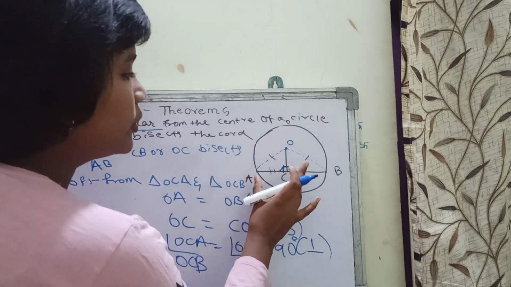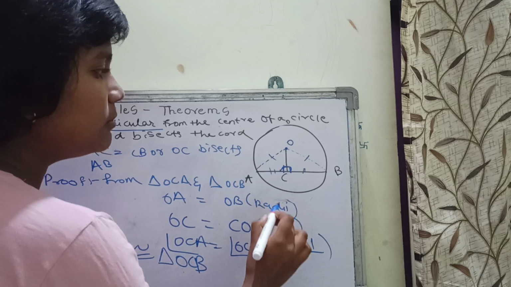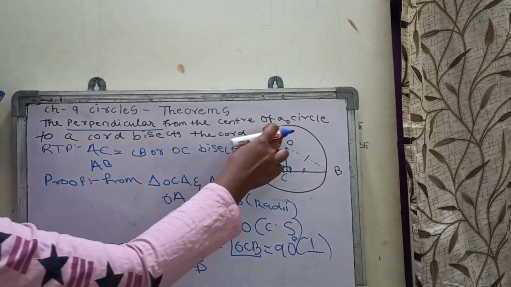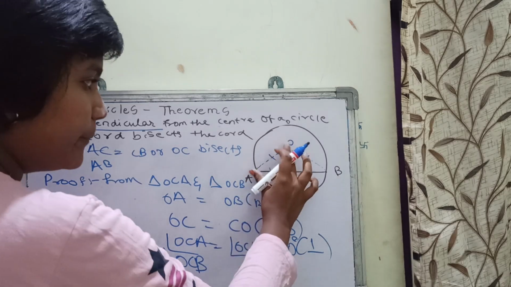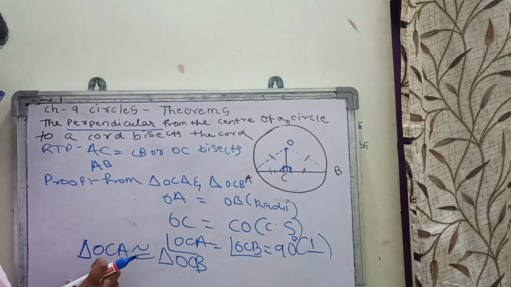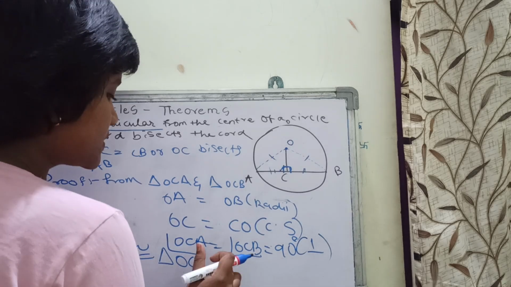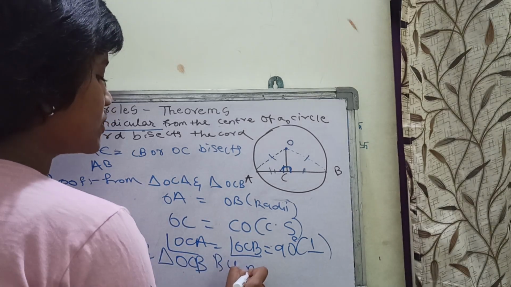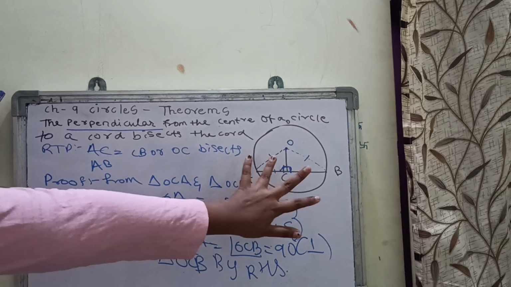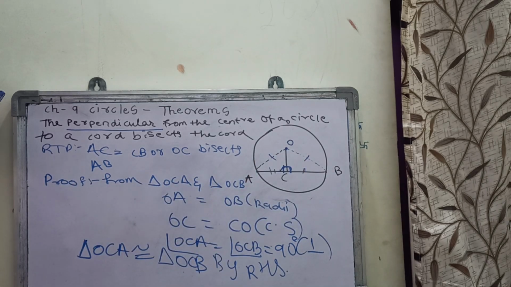That means hypotenuse for this is what? Here the right angle means the side opposite to it. OA is the hypotenuse. OB is the hypotenuse. The hypotenuses are equal and it forms 90 degrees, means we can say that triangle OCA is congruent to triangle OCB by RHS congruency. By saying that these two triangles are congruent, what else can we say?